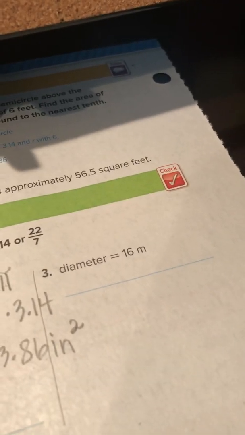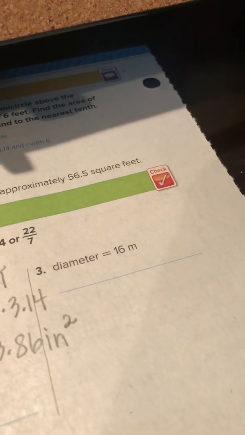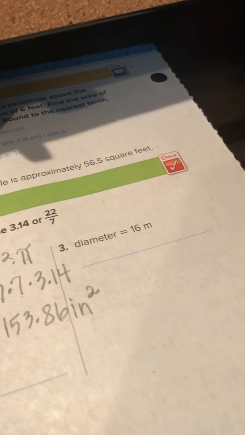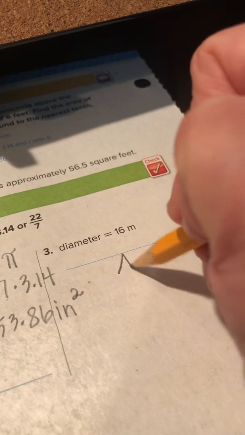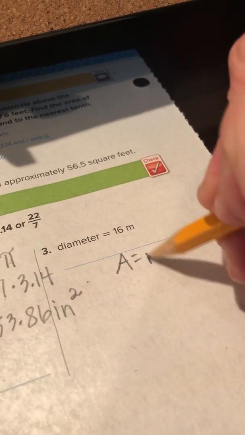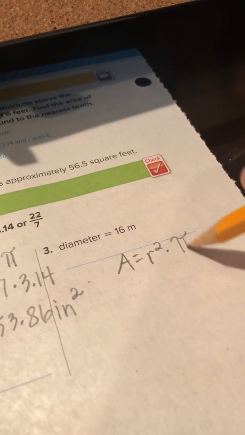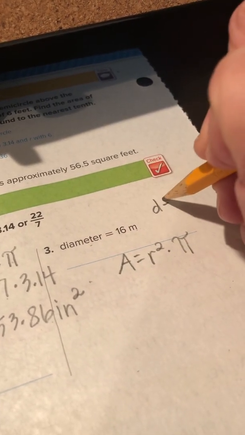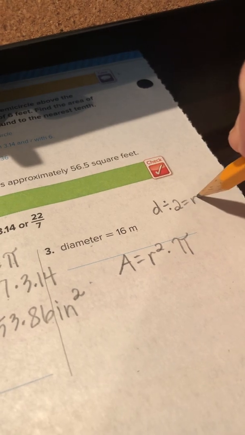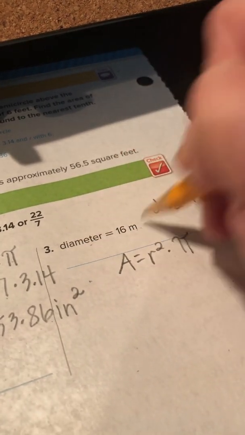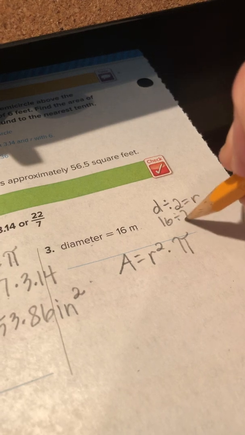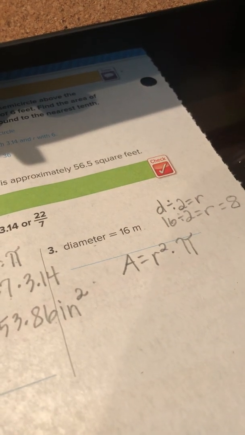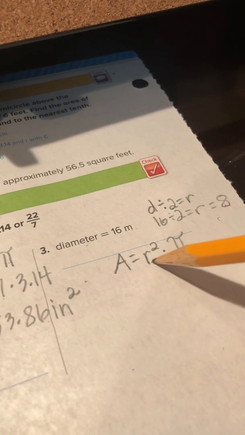Okay, here's our diameter. So no circle this time. They don't give you the circle, but they tell you that it's a circle with a diameter of 16 meters. So here's my math problem, or my formula, I should say. Radius squared times pi. Well, I don't have a radius, I have a diameter. But I know the diameter divided by 2 equals radius. So if my diameter is 16, 16 divided by 2 is going to give my radius, which in this case would be 8.